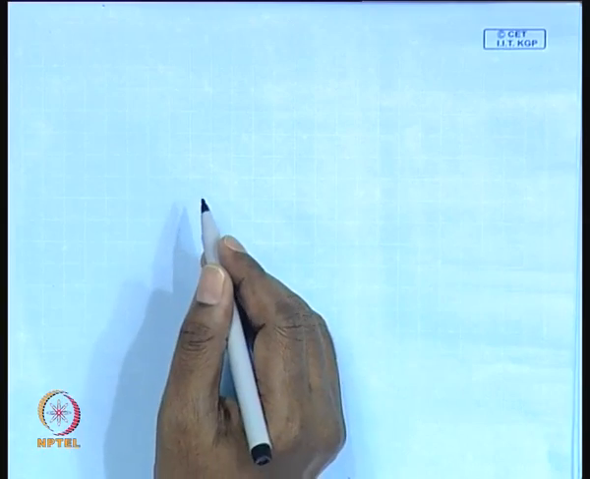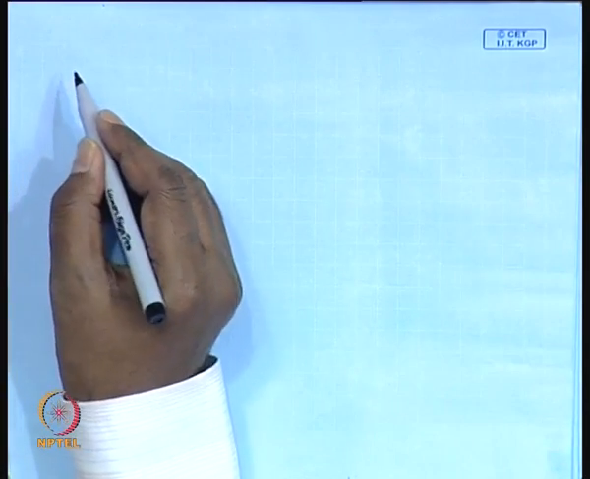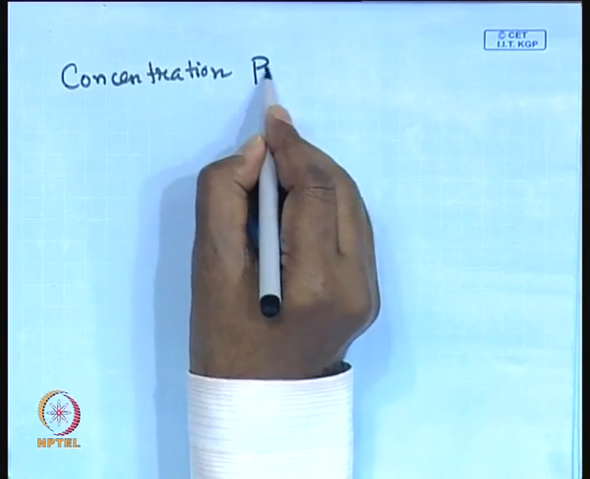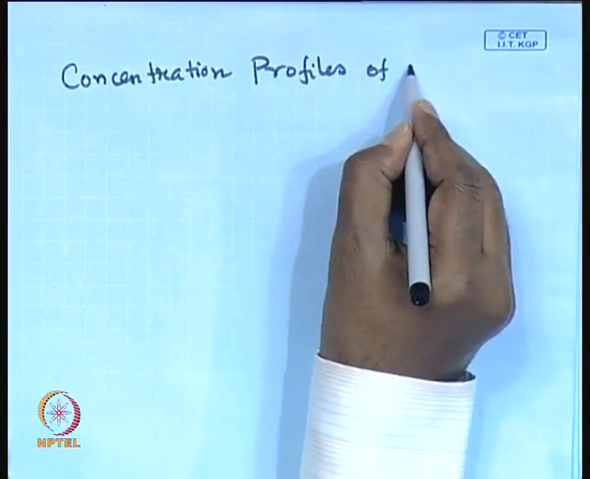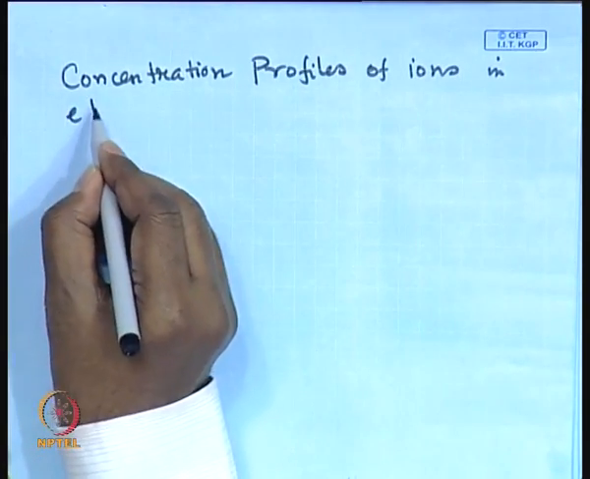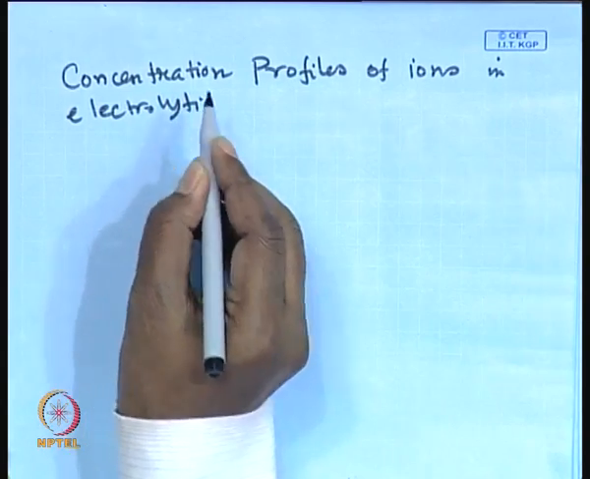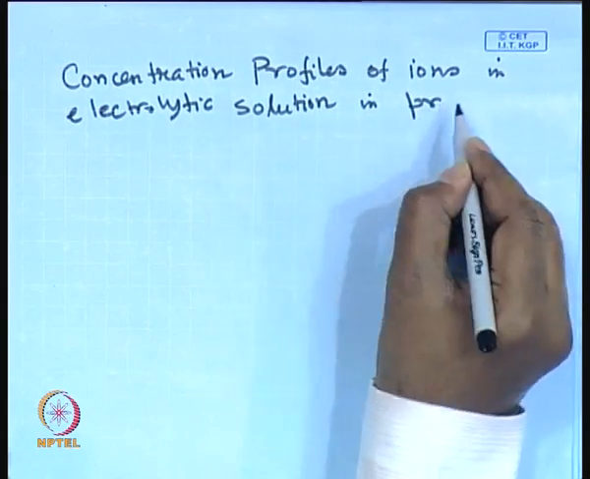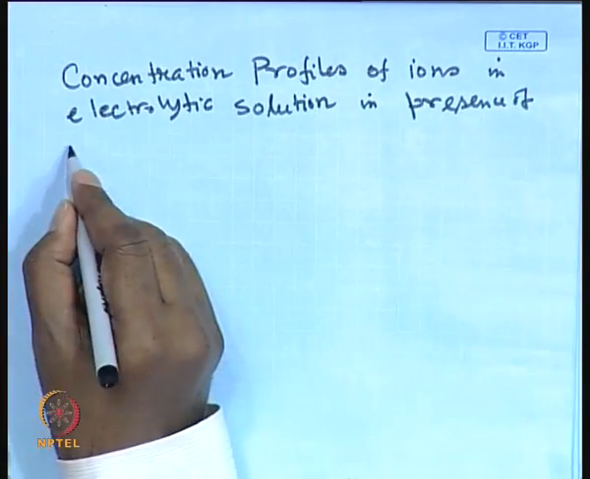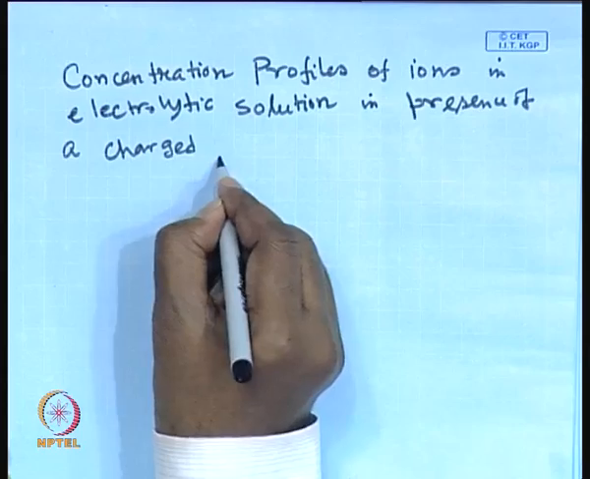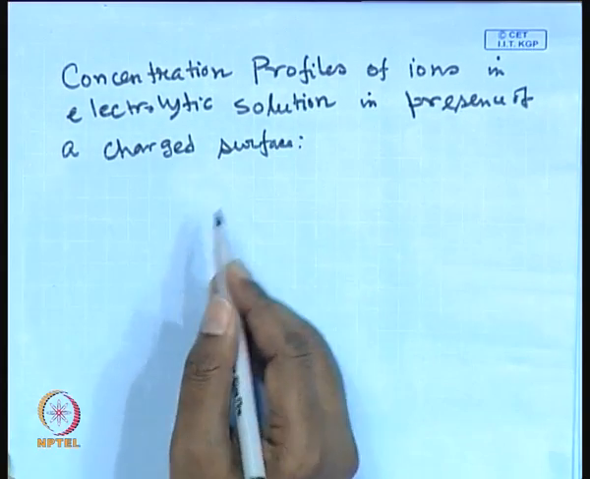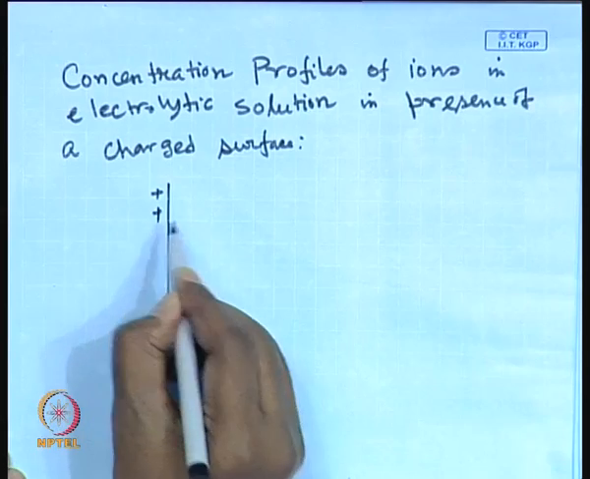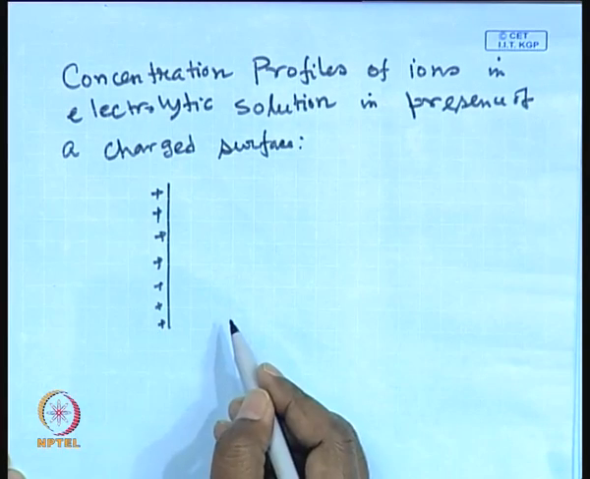Okay. Next, we go for some quantification. The first quantification is the concentration profile of ions in electrolytic solution in presence of a charged surface. So, that means there is an electrolytic solution present here and you are putting a surface which is positively charged.